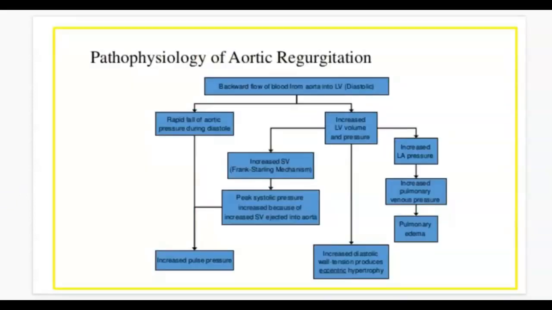And the pathophysiology is just as it says here. Don't worry too much about this, but if you follow this down, backward flow from the aorta into the LV, that's where it all starts. And you get an increased LV volume and pressure in the LV. Therefore, that could translate into an increased LA pressure, increased pulmonary venous pressure, and result in pulmonary edema perhaps, and so on and so forth. There's a lot of things that can go on. Increased stroke volume due to the Frank-Starling mechanism we just talked about because of the increased volume in the LV.